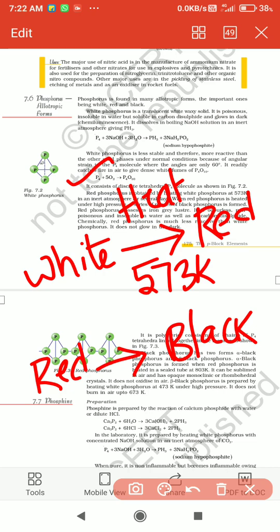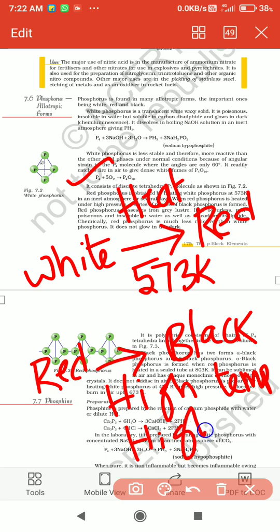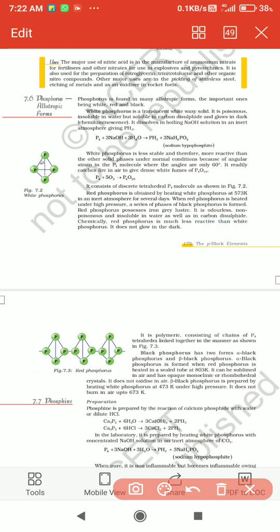For black phosphorus, a high temperature and high pressure are applied, and black phosphorus will be produced. So once again: white phosphorus is maintained up to 573 Kelvin, where heat energy is applied and red phosphorus is produced. Forming red phosphorus, further heat energy at a high temperature produces black phosphorus.